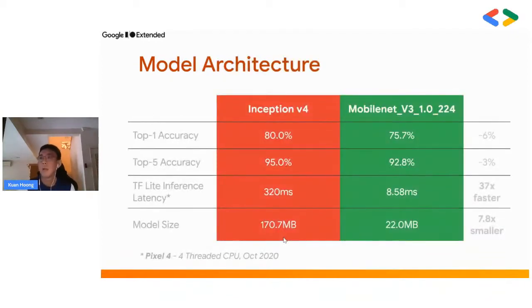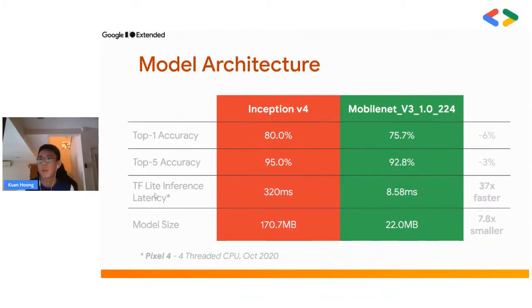So let's look at the first one, model architecture. If you are familiar with deep learning framework architecture, take Inception version 4. In terms of accuracy, you can achieve about 95% accuracy. This red color here is a model trained for normal hardware architecture. But with TensorFlow Lite, you can retrain your model for mobile devices. Of course, the accuracy will drop a bit because you make your file size smaller, but the difference is only 6% in terms of top 1 accuracy. In terms of top 5 accuracy, the difference is only 3%.